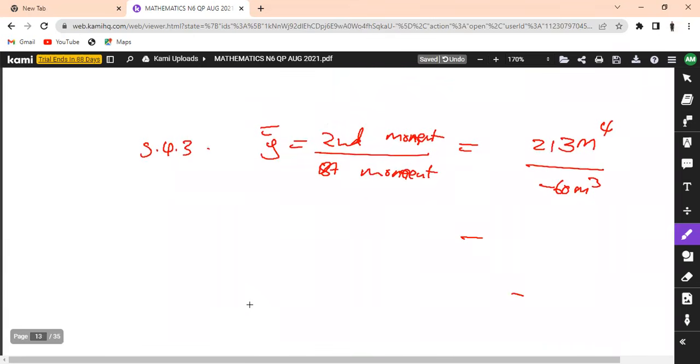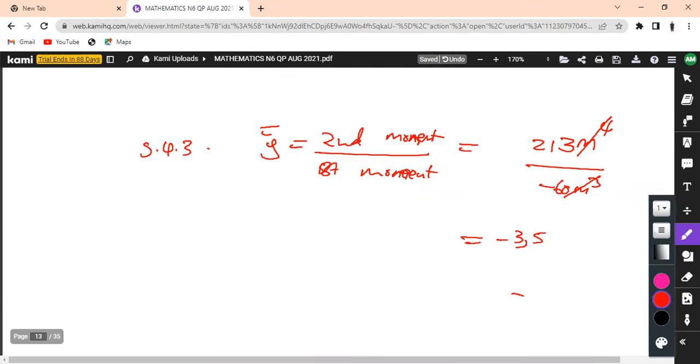As we can see here, the cubic meter and the meter to the exponent of 4 cancel, and we are going to have our answer in meters. So it's going to be negative 3,55. That's what you're going to obtain, negative 3,55. The negative there is because of the set-up that we are using. We used our tank as it was below the x-axis. So that is what we had.